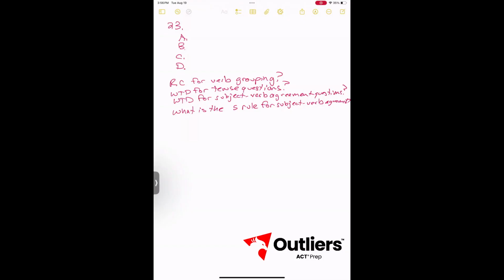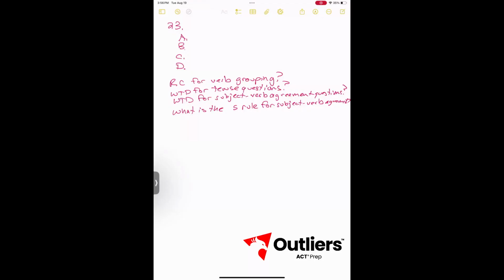What is the S rule for subject verb agreement questions? If the subject is plural, no S. If the subject is singular, S. The verb should have an S if the subject is singular. The verb should not have an S if the subject is plural.